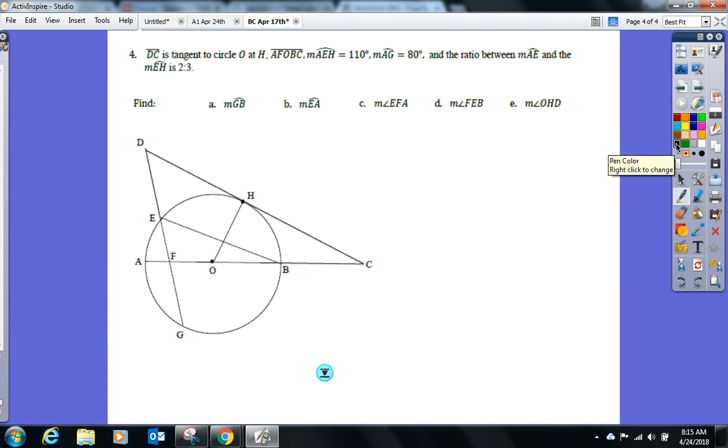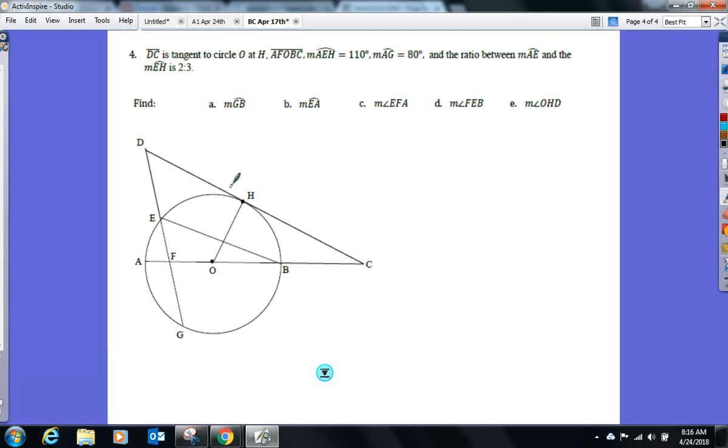I refer to these as the big dog circle problems because you can see tons of lines flying and it's a multi-part question. Let's just go through all the givens and take this step by step. First one, we're told DC is tangent at H, so H is my point of tangency. Arc AEH is 110 degrees. From A to E to H, I have 110 degrees. However you want to label that, do so.